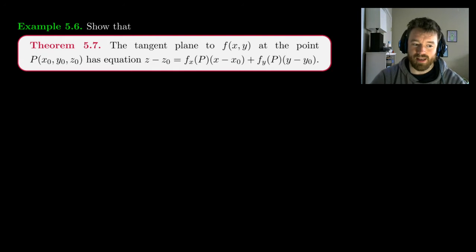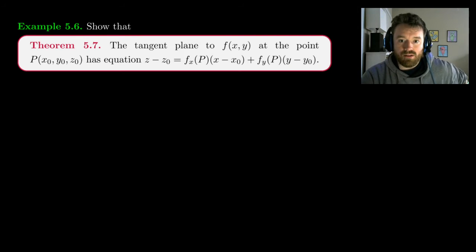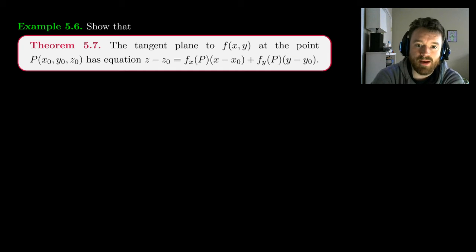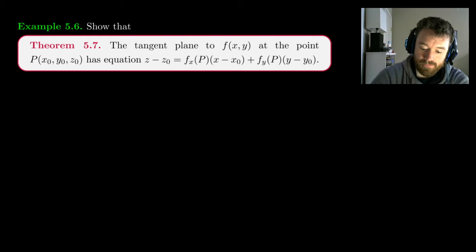Okay, now for an application of gradient and of partial derivative. So the tangent plane to f of x, y at the point P of x0, y0, z0 has equation z minus z0 equals fx evaluated at P times x minus x0 plus fy evaluated at P times y minus y0. So this is the equation.